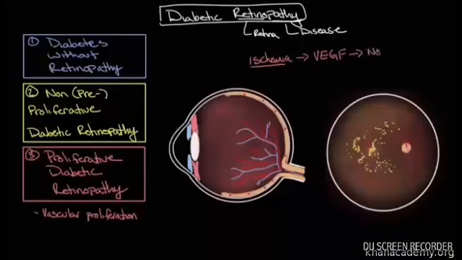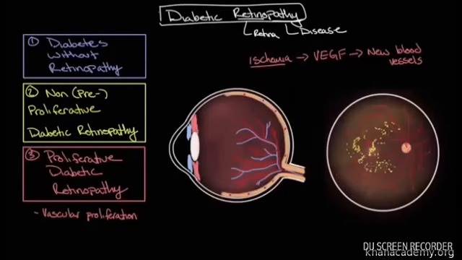And VEGF does exactly what its name suggests. It produces new blood vessels. However, these blood vessels in diabetic retinopathy are abnormal, and the retina is not able to compensate for the ischemia. So it looks something like this over time. So you can see there's all of these new blood vessels that have formed within the retina.